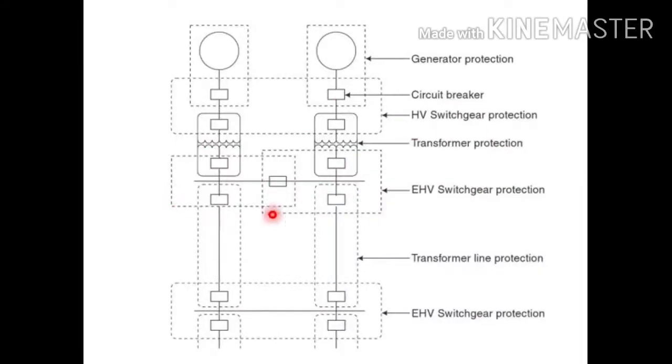So this is how the typical transmission zones or the equipments are protected. This is one transmission line. We have another transmission line adjacent to it. This whole part is a generator protection. Again this is a transformer protection. This is a transmission line protection.